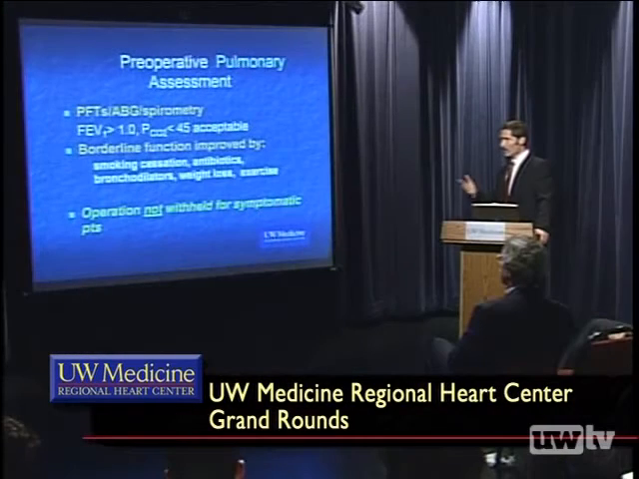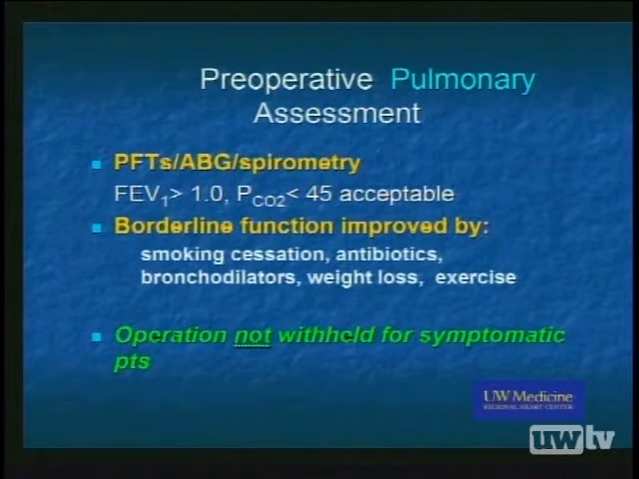If you think, and I will show you the exposure that's used for this operation and the manipulations of the diaphragm, you will easily appreciate then that if patients do not have adequate pulmonary reserve, they will not tolerate this operation and will manifest respiratory failure afterwards. We obtain pulmonary function testing, arterial blood gases, and spirometry looking for an FEV1, or forced expiratory volume in the first 1 second of exhalation, that is at least 1 liter, and they must not be CO2 retainers, with a PCO2 of less than 45.